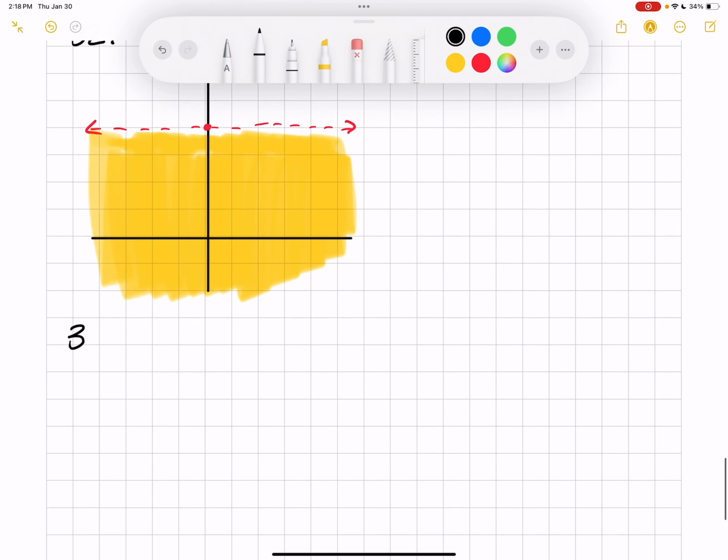Number 33, and it takes one off of your homework. 3 times (x minus 2) is greater than y plus 8.